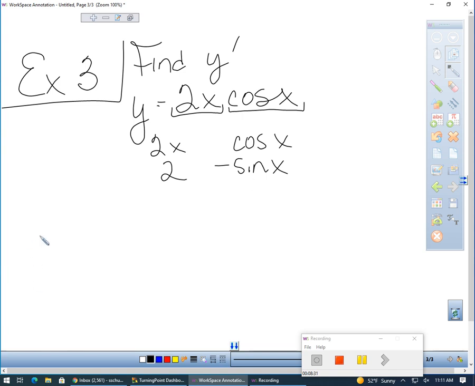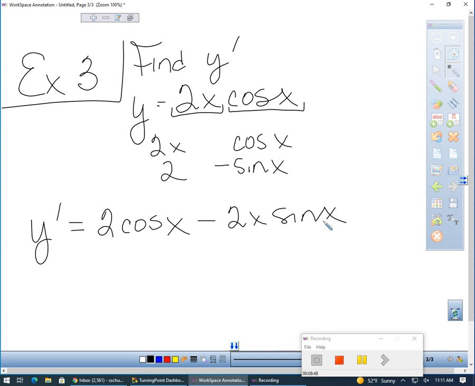All right, so the product rule. Y prime equals, start this corner, 2 times cosine x plus 2x times negative sine x, or negative 2x sine x. And that's it. Nothing else to do.